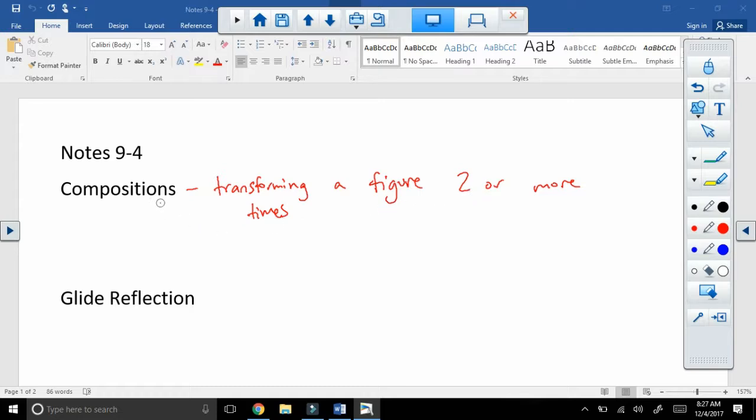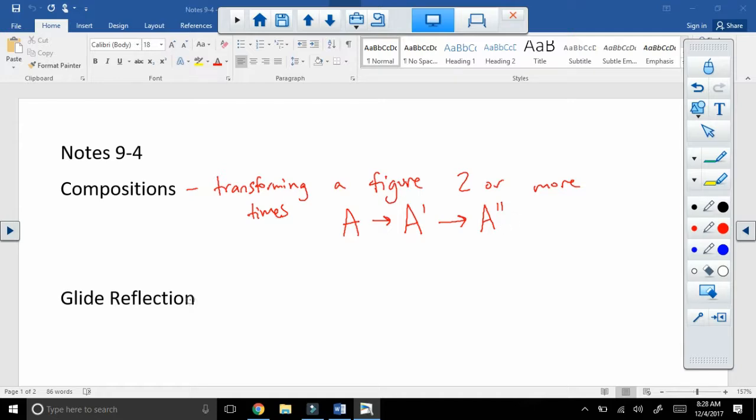The way we're going to label these compositions is we'll have, let's say, point A, and maybe we need to reflect it first, so we're going to call that next one A prime. And then when we transform it again, we're going to call it A double prime. So it just looks like 2 of those little apostrophes.